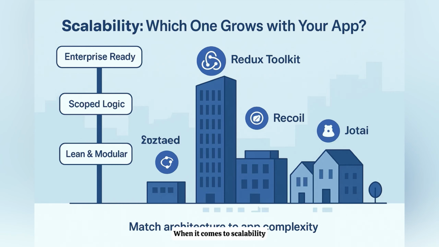When it comes to scalability, Redux Toolkit still leads the pack. It's robust, strict, and has proven patterns for large-scale apps and teams. Zustand and Jotai offer more developer freedom, but require manual discipline. Recoil fits nicely in the middle. It supports modularity and derived state, but doesn't enforce structure the way Redux does. Your app's size and complexity should guide your choice.